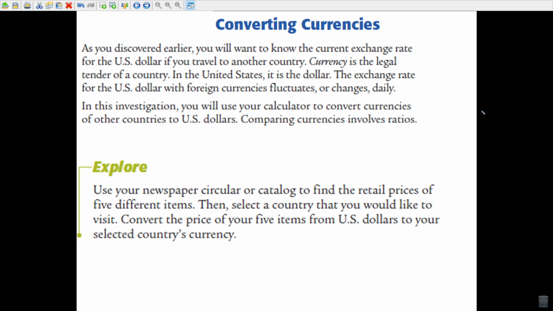In this investigation, you will use your calculator to convert currencies of other countries to US dollars. Comparing currencies involves ratios. Let's explore. Use your newspaper circular or catalog to find the retail prices of 5 different items. You can also use your computer. Then, select the country that you would like to visit. Convert the price of your 5 items from US dollars to your selected country's currency.